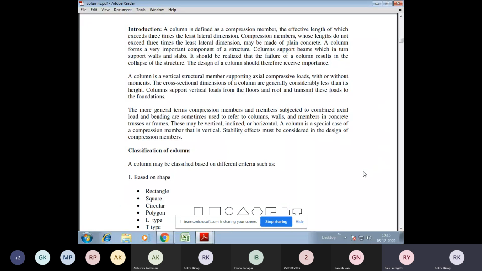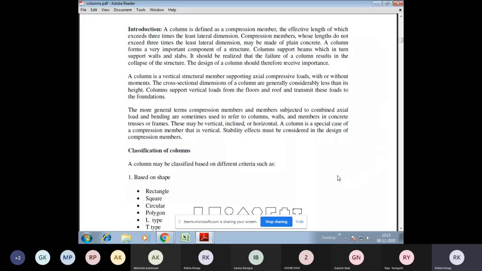So good morning, students. Today we shall start with the last module of this subject, that is module 5, design of columns and footings. So initially we shall discuss only the design of columns. Later on we can start with the design of footing. So let's start with session number 41 of module 5.